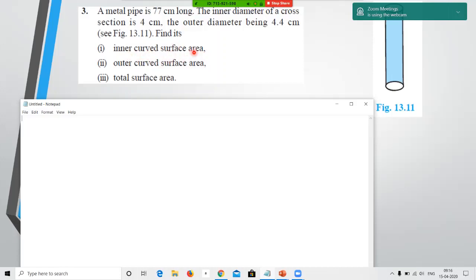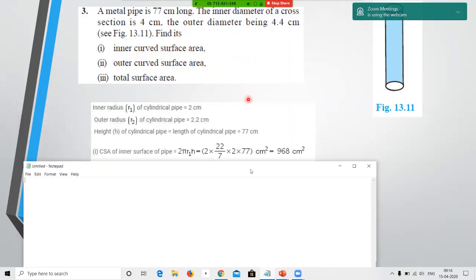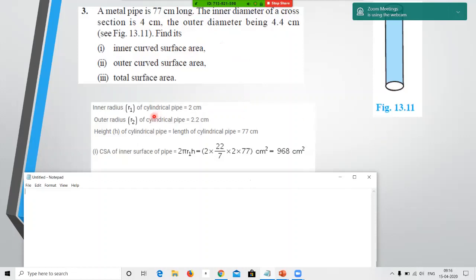Find its inner curved surface area. When we are talking about inner curved surface area, it means the inside part. So it is nothing but 2 pi R1 H, where R1 is your internal radius, that is your 2 centimeter. Nothing to get confused. Go slow. So 2 pi R1 H gives 968 centimeter square. Perfect. Can you see your R1 is 2, your R2, that is the outer one, is 2.2. But the height remains the same. So CSA, that is curved surface area of the inner surface of the pipe, is 968 centimeters square.